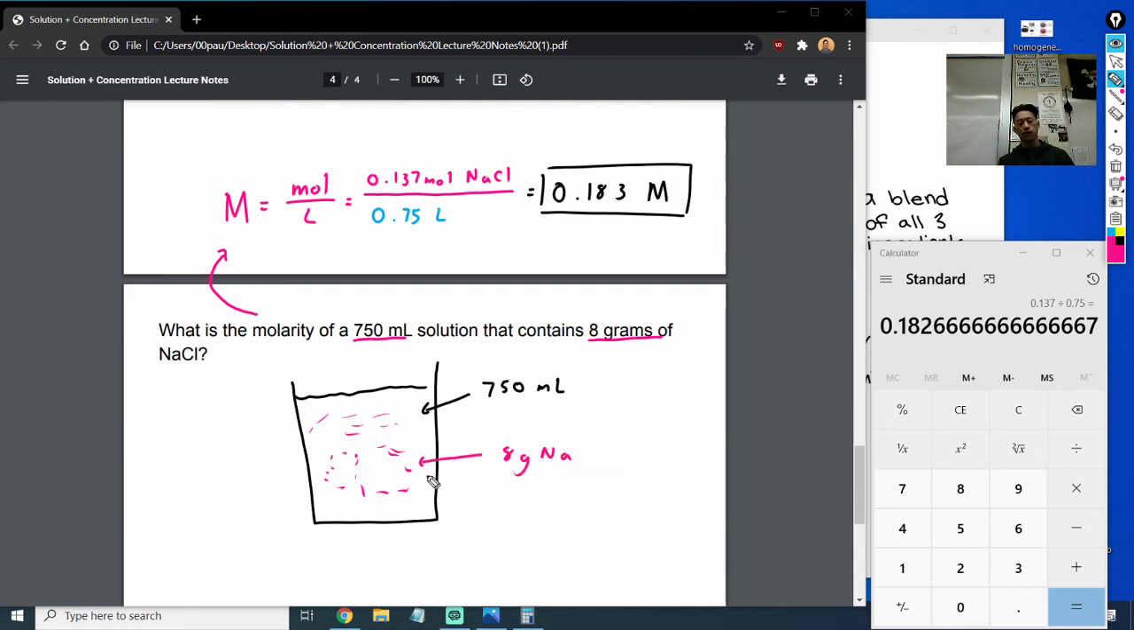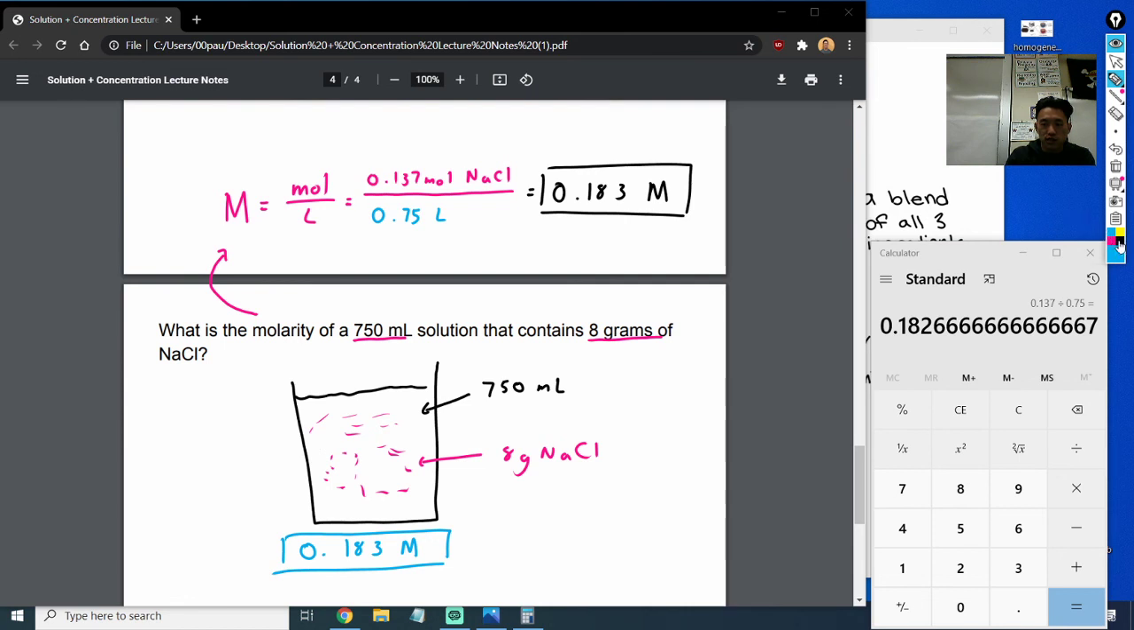So if I have 8 grams of salt dissolved inside of a 750 milliliter solution, the concentration, basically how much stuff there is in there, how concentrated it is, it's going to have a concentration of 0.183 molarity. That's basically all this is talking about. Molarity concentration is a way for us to tell other people and let even ourselves know how much salt is in here relative to the size of this container, right? And this isn't going to change if we change containers, right?